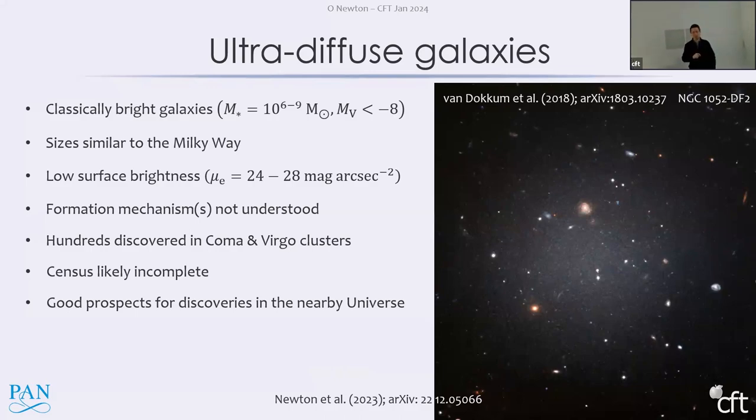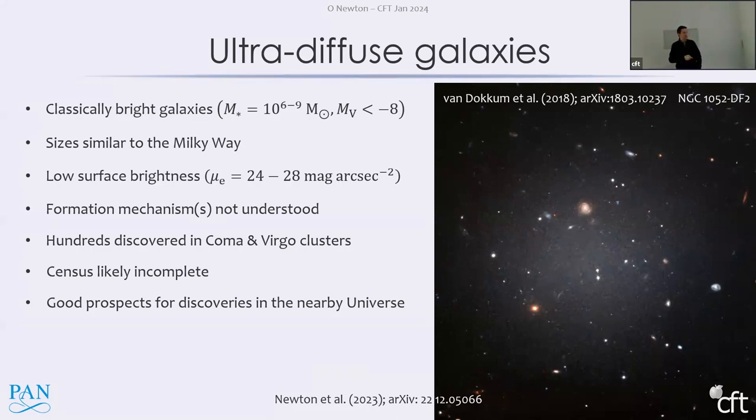The formation mechanisms are not fully understood, but moreover, perhaps more interestingly, in some cases they don't appear to have a large dark matter component, which is thought to be an essential part of galaxy formation processes and is a fundamental assumption in galaxy formation theory. So this would be one of the easiest ways to show that Lambda CDM is entirely wrong, the wrong theory, if you can find a UDG that's dark matter poor, and you can show that this is how it formed from the very beginning.